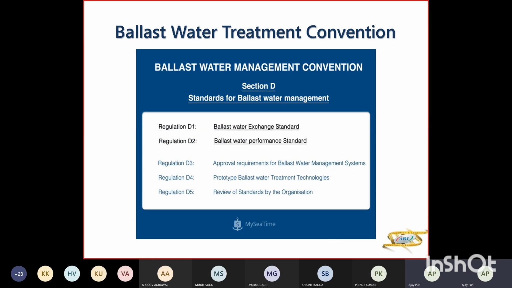Section D of ballast water management will have: D1 is your exchange, D2 is ballast water performance, D3 is approval requirements for ballast water management system, D4 is what kind of ballast water treatment technologies are there, and D5, the review of the standards by IMO.